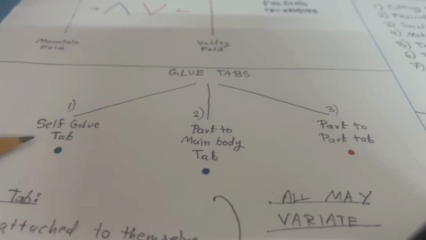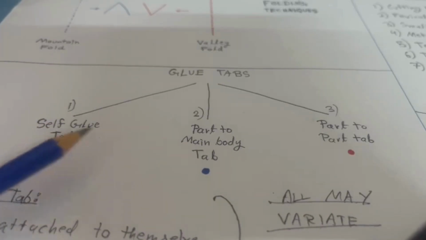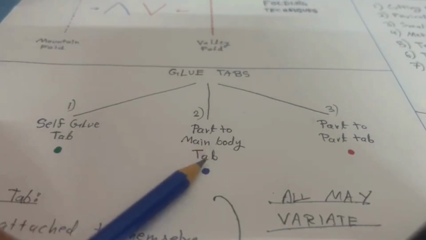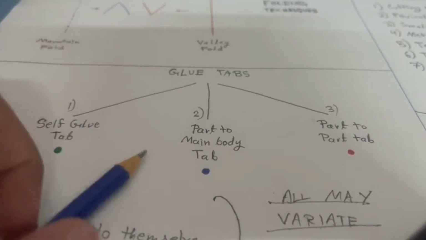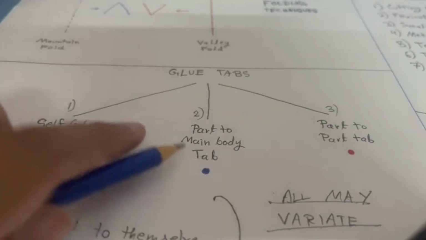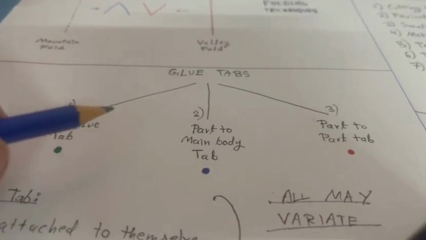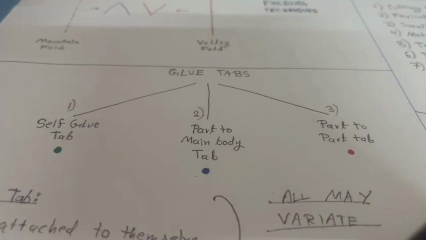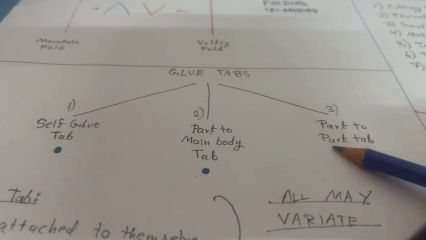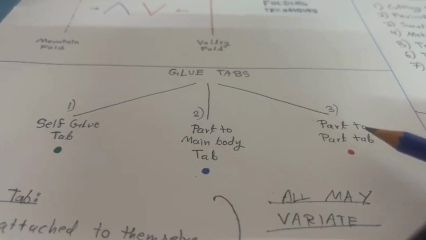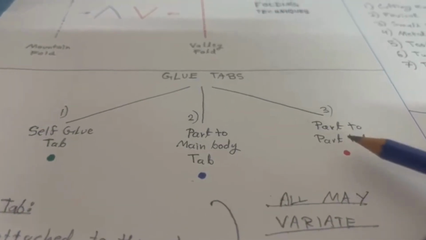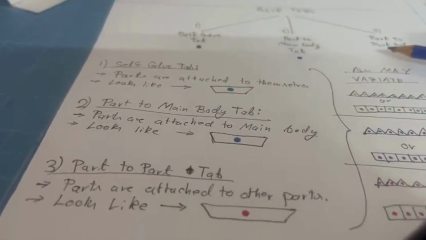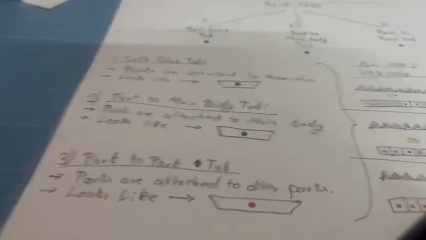One is a self glue tab, which is represented by the color green. Second is the part to main body tab, which joins a specific part of the paper model to the main body of the paper craft, which is represented by blue color. And then we have the part to part tab, which is represented by red color. This section joins parts to another part in a paper model. This yet again is represented by red color. So now we learn about each of the glue tabs.